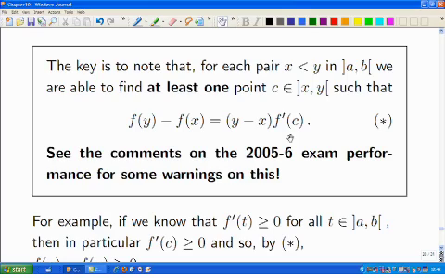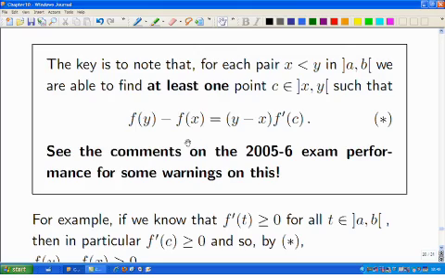And if you know all the f prime of c's are 0, then you're going to get f of y minus f of x equals 0. If you know that f prime of c is greater or equal to 0, then you're going to get f of y minus f of x is greater or equal to 0, and so on. So that's how you use the mean value theorem to prove those elementary things.